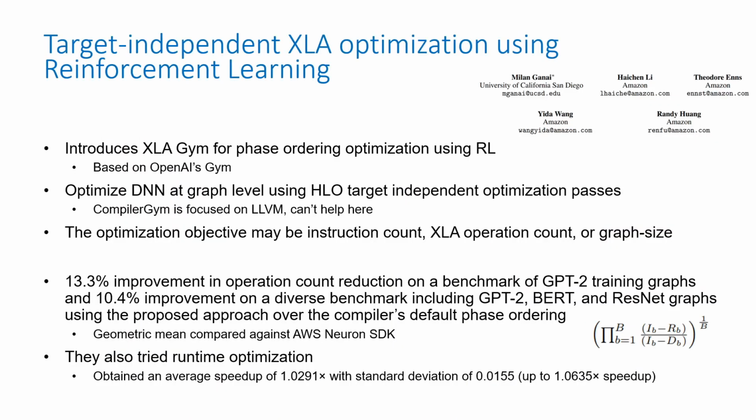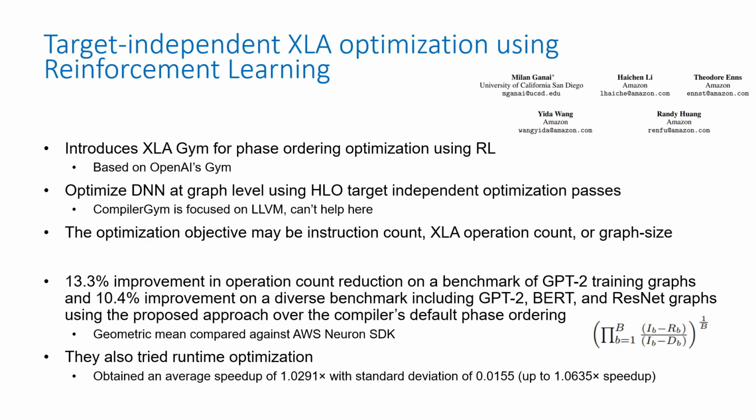This paper is called Target Independent XLA Optimization using Reinforcement Learning, coming mostly from Amazon and also from University of California, San Diego. It is focused on using reinforcement learning to do the phase ordering of high-level operations in TensorFlow. So they optimize a DNN at this high level in a target-independent manner. They cannot use CompilerGym because CompilerGym is focused on LLVM, and this is a whole different compiler domain.